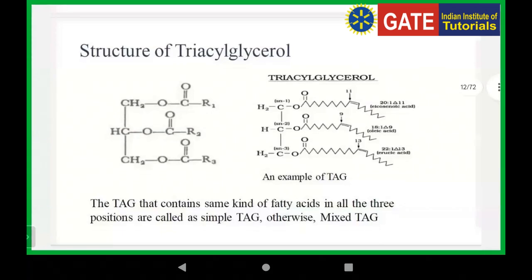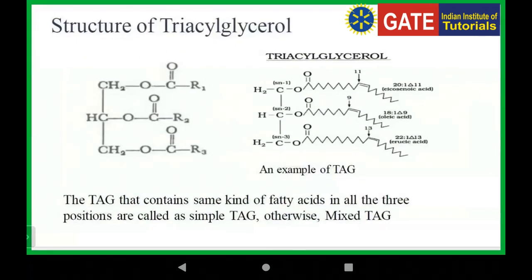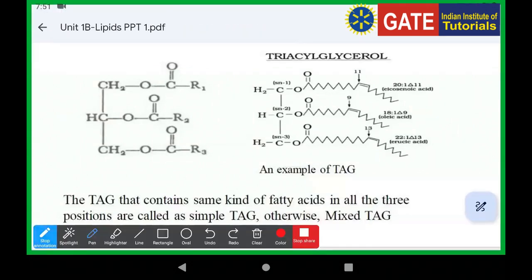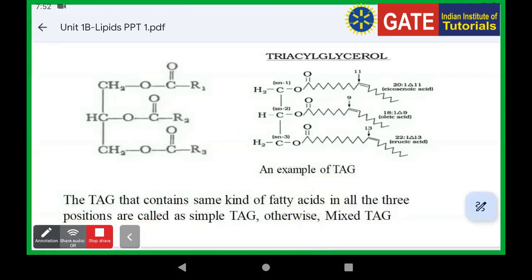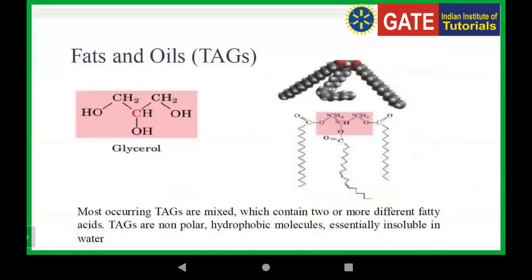So this is the structure of triacylglycerol. Glycerol is a 3 carbon molecule attached with 3 fatty acids. One glycerol attached with 3 fatty acids. This is called triacylglycerol. Look at this. This is the structure of glycerol.